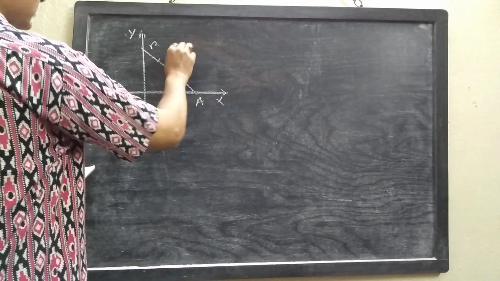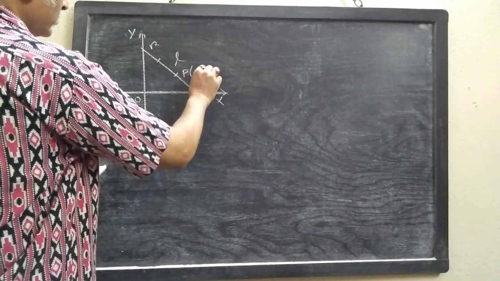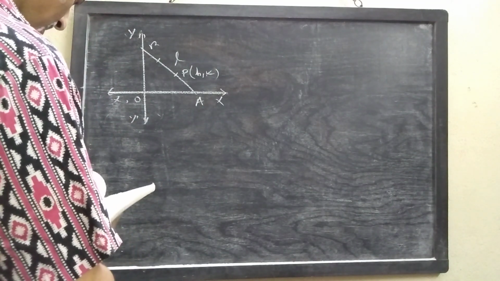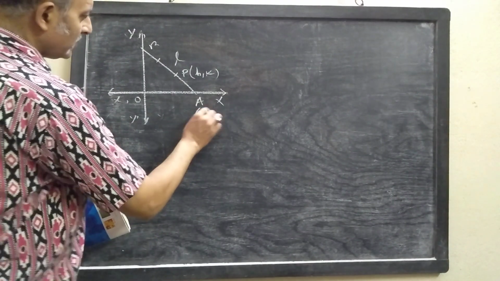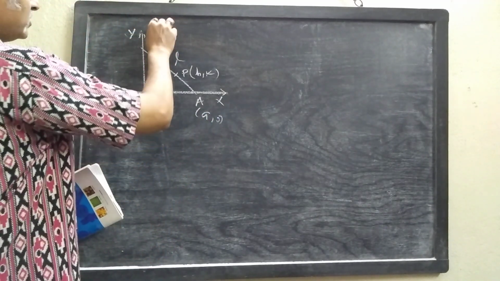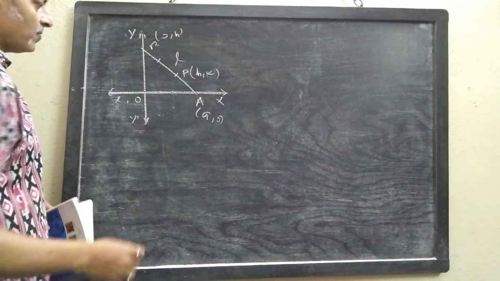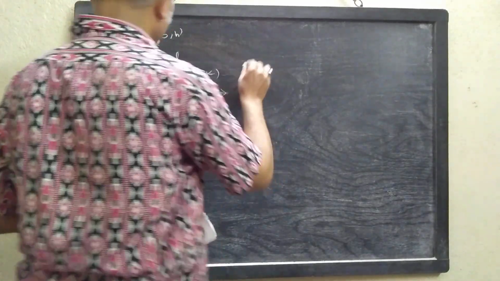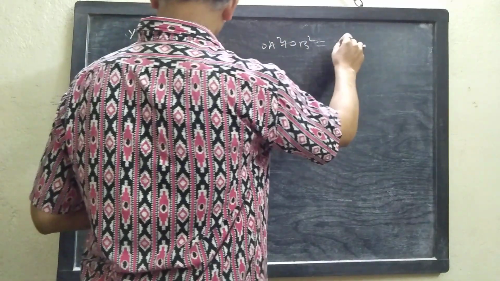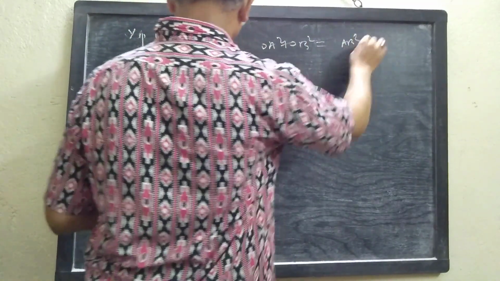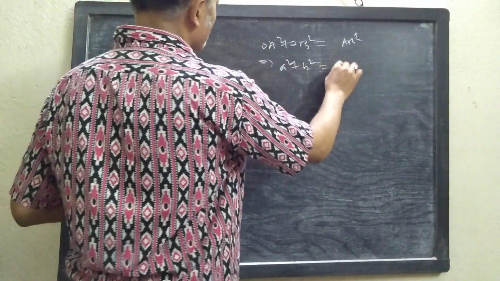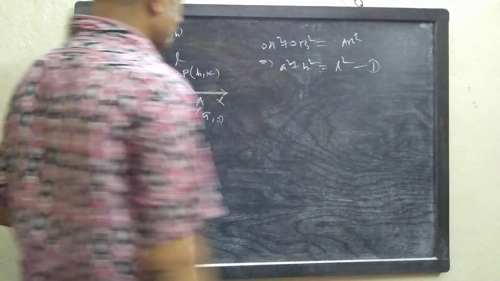Length L units given. Let P(h, k) be any point lying on the locus. In a similar way, we can take the coordinates of point A as (a, 0) and B as (0, b). So OA square plus OB square equals AB square, so a square plus b square equals L square. This is the first relation.